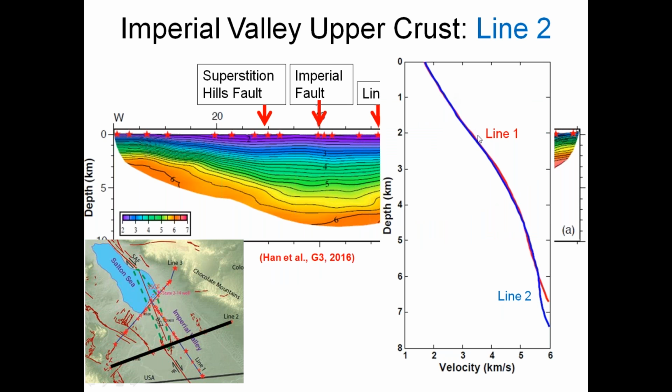Here I put the velocity profiles from the line 1 model and line 2 model together. As you can see, the velocity from line 1 and line 2 at the intersection of line 1 and line 2 is almost the same. And those results are from independent datasets and modeling.